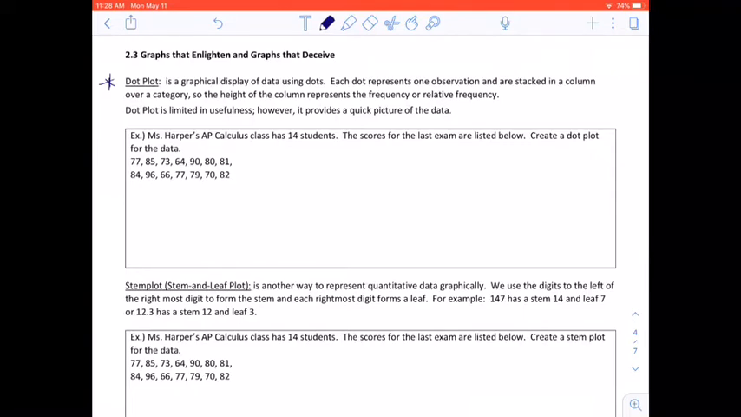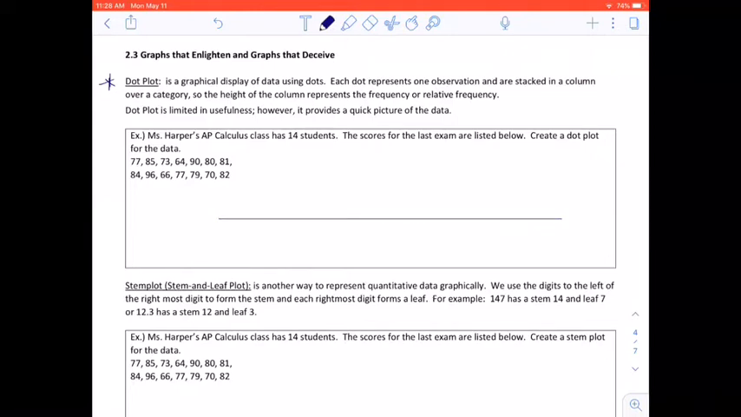So a dot plot is a graphical display of data using dots. Each dot represents one observation and are stacked in columns over the categories. So the heights of the column represents the frequencies or the relative frequencies. Dot plot is limited in usefulness, however, provides a quick picture of the data. Example, Ms. Harper's AP Calculus class has 14 students. The scores for the last exam are listed below. Create a dot plot. So in order to do this, we're going to make a line for our data.